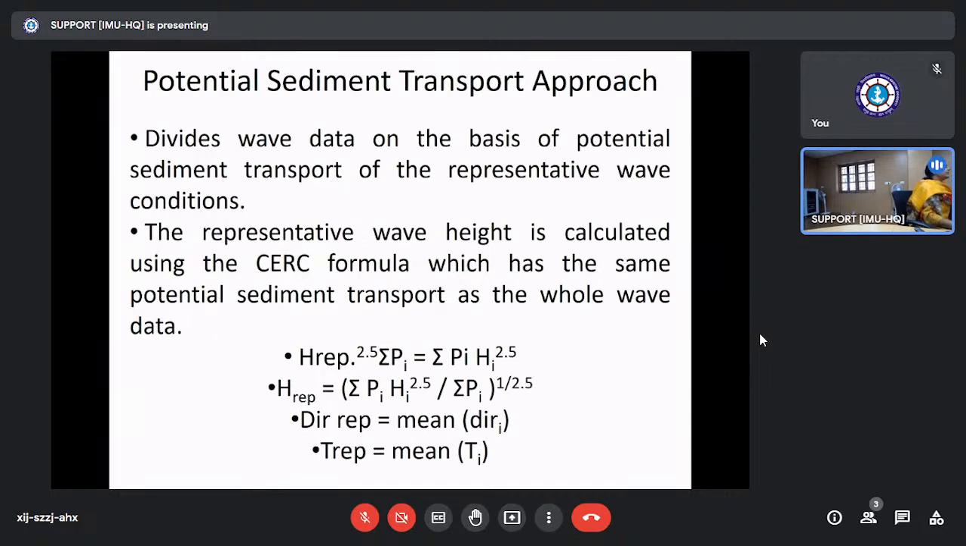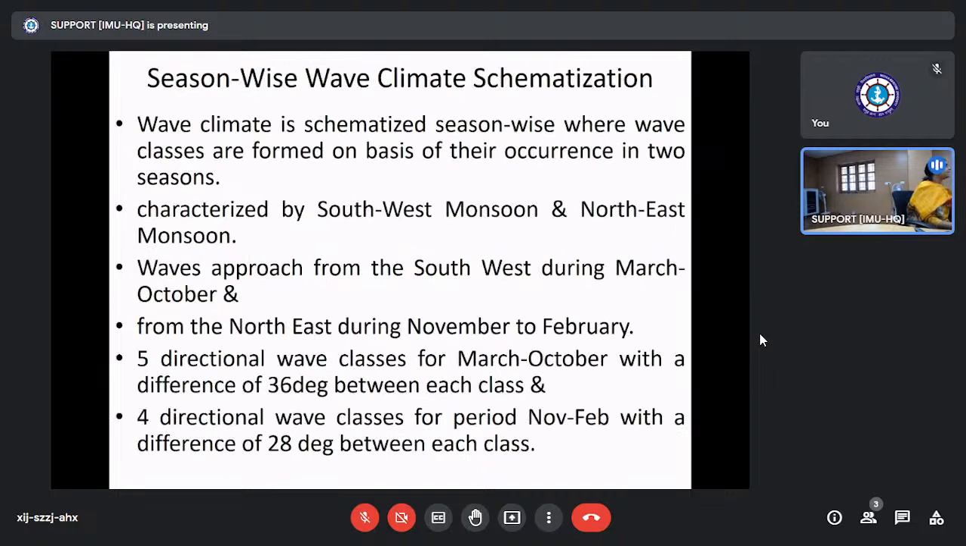Now, the potential sediment transport approach. It uses the potential of sediment transport that every schematized wave would have, and it uses the Engelund-Hansen or similar sediment transport equation. Then thereafter, right now we have used the full climate. Now application of seasonality has been studied: whether the full wave climate should be used, or whether we should divide our waves on the basis of seasons.